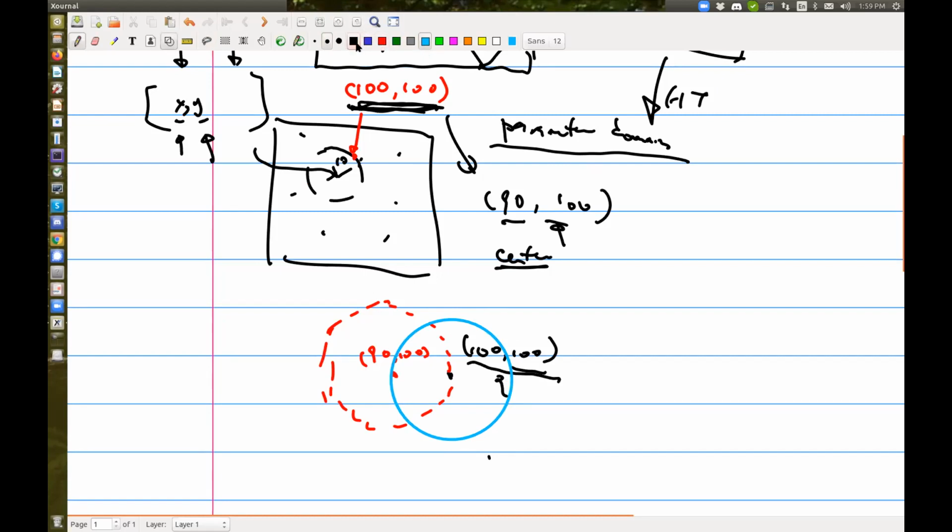So basically, if I consider this point here, you can think of the perimeter of the circles that can include this point. It will be basically a circle with the center here, right?